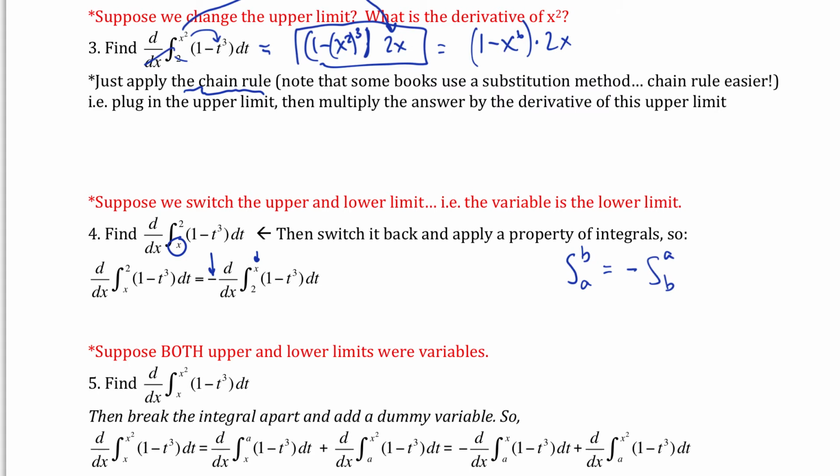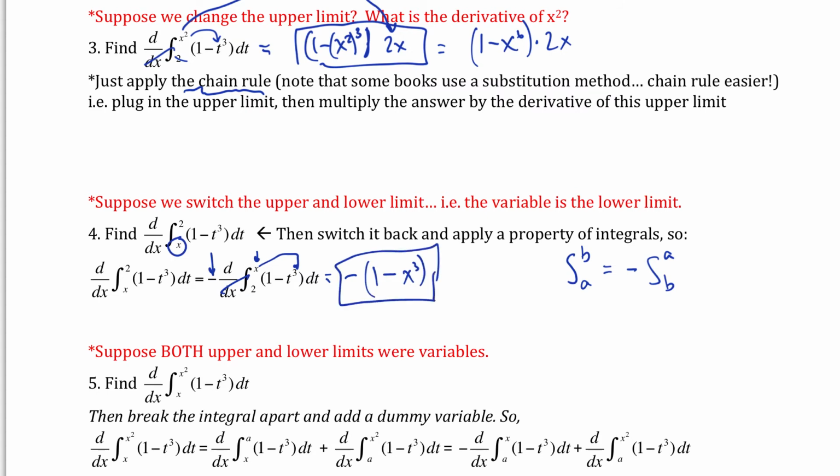We have negative d dx from the integral from 2 to x, 1 minus t cubed. And now it becomes pretty much the same. I'm going to go ahead and plug this in, but I'll have the negative. Those undo each other. There's chain rule is just 1. So 1 minus x cubed with that negative out in front this time.